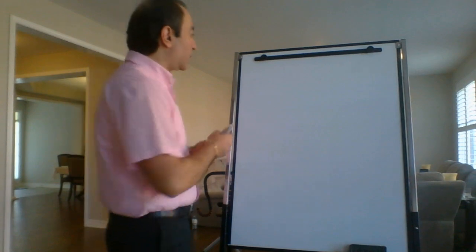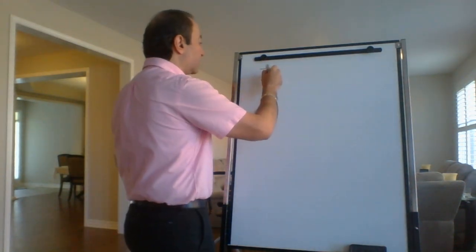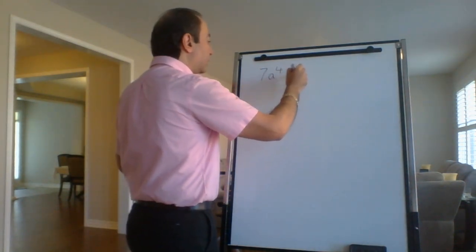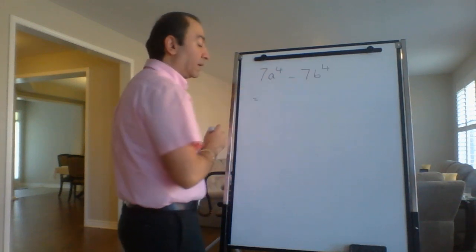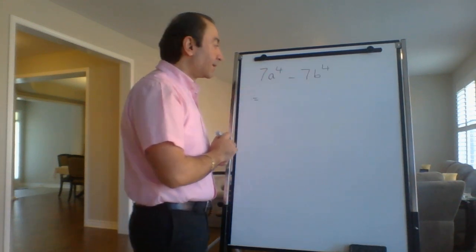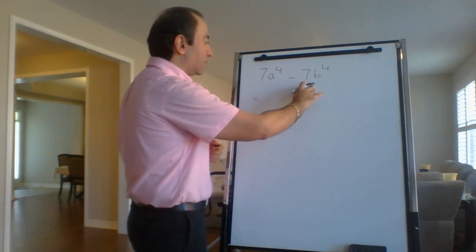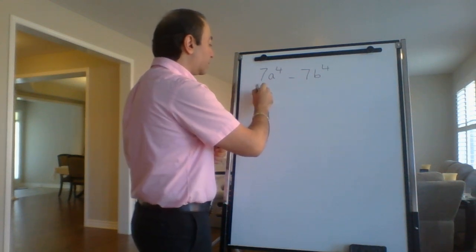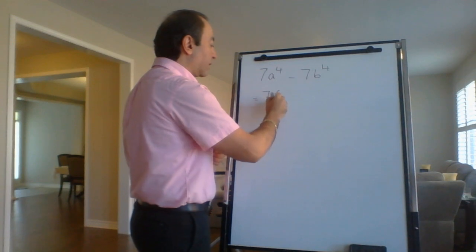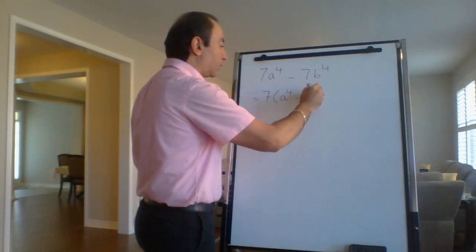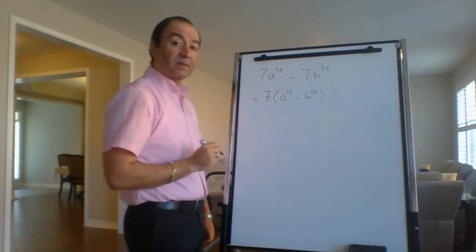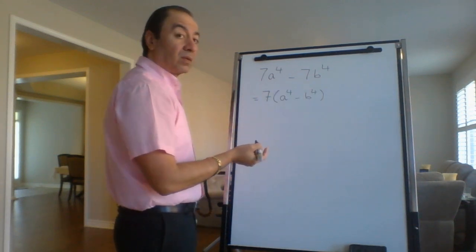is about this problem, 7a to the power of 4 minus 7b to the power of 4, and we want to factor this. So as we learned, we factor the common factor out, so 7 is out, and a to the power of 4 minus b to the power of 4 is what's left inside. We are not done.